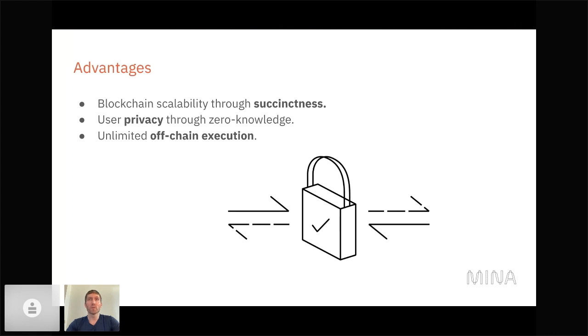We get scalability through the succinctness of the blockchain. We don't have that ever-growing size. And user privacy can be maintained using zero-knowledge proofs because the smart contracts are running on the client side in the user's web browser. So data can be optionally private or public, depending on what the Snap developer prefers. It also allows for unlimited off-chain execution. So unlimited in the sense that as a Snap developer, your main limitation is time. So how long will this application take to run and generate the zero-knowledge proof? But you don't have to pay on-chain gas fees for your execution like you would on other blockchains like Ethereum.